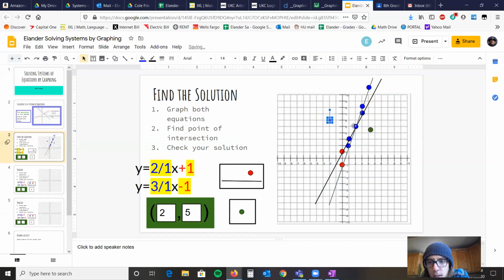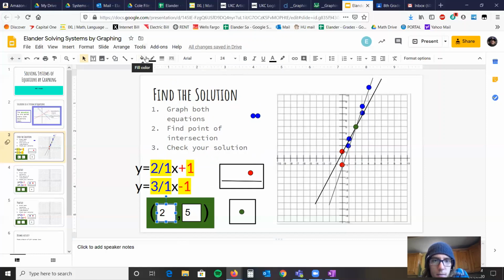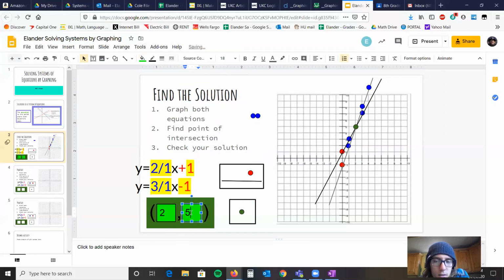So I'm going to place my green dot right there. Okay, so then I say, okay, it looks like my solution's at what is that point there? 2, 5. And so I would say 2, 5, I think is my solution, which is what we have right here, right? 2, 5 is our solution, and then I can check our solution.